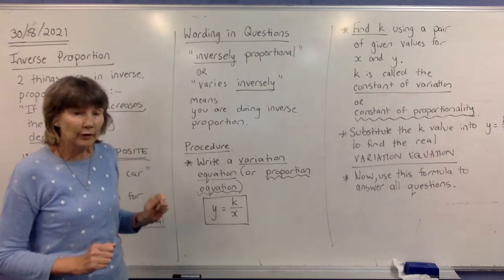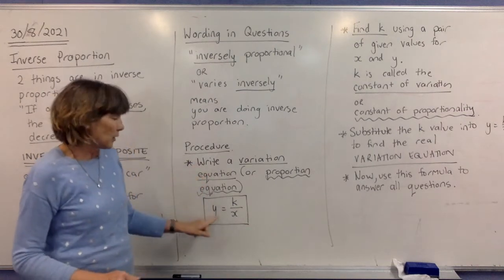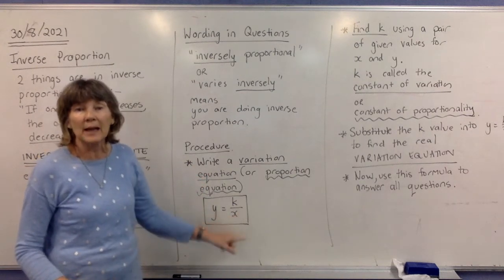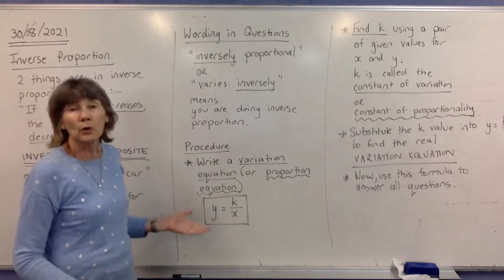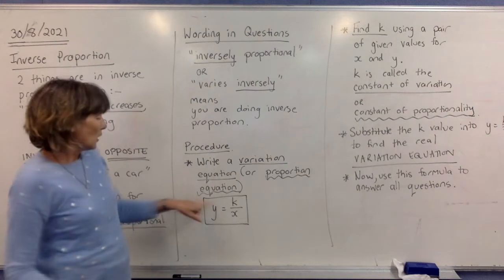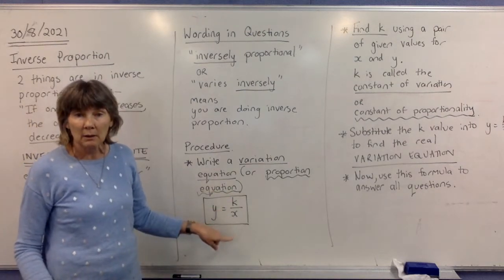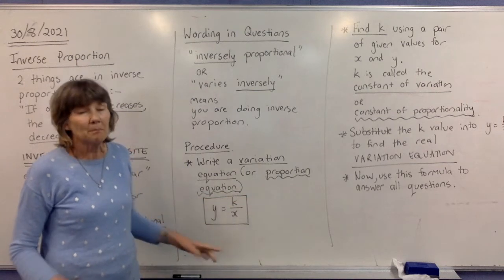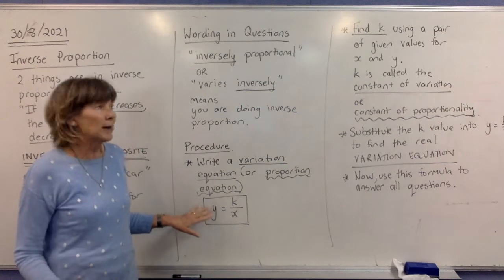So the main difference is that with the direct variation, we started with an equation that said y equals kx. But with the inverse proportion or inverse variation, we have y equals k over x. All right, so that's the big difference. Most of the rest of the steps are the same. It's just that you have to start it right.